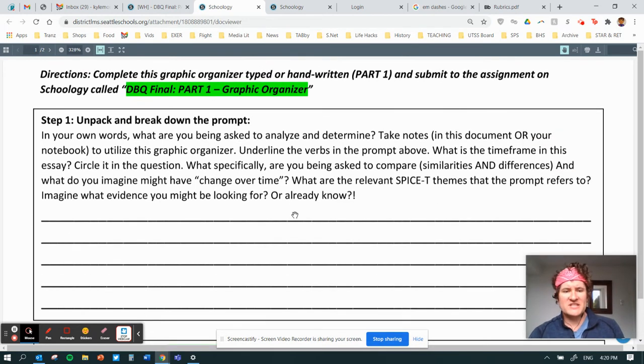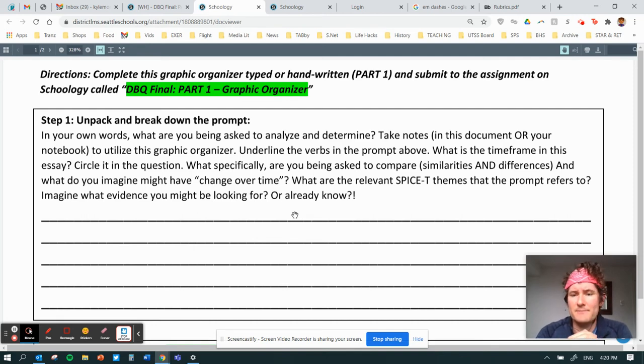So the first thing that you'll do is unpack this prompt, break it down in your own words. What are you being asked to analyze and determine about Christianity and Islam? So take notes. You could use this document. You could print it out. You could type in a Word document. You could keep using your notebook. It's up to you, whatever tool is going to help you the most.